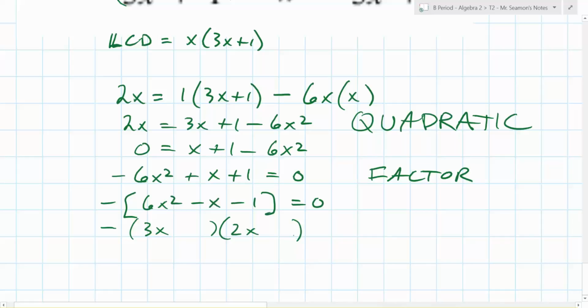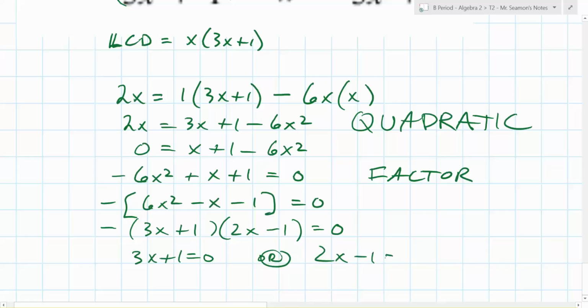If you factor it properly, you're going to end up with 3x something and 2x something. It's going to be 3x plus 1 and 2x minus 1, because then they both turn into 3x squared, and you get negative, and then you get plus. That works. So can someone who hasn't spoken yet tell me what the or statement is right now? 3x plus 1 equals 0, or 2x minus 1 equals 0.